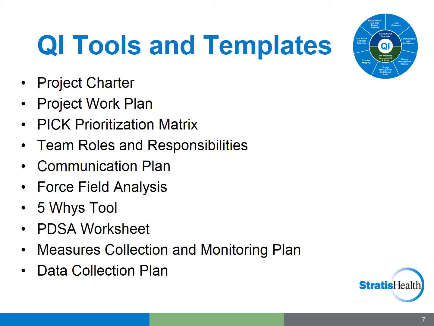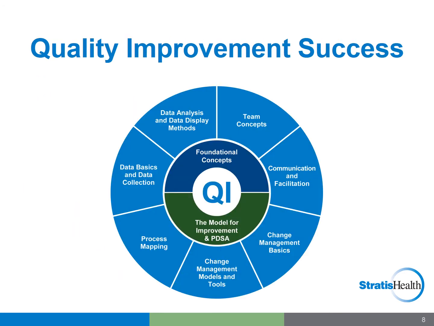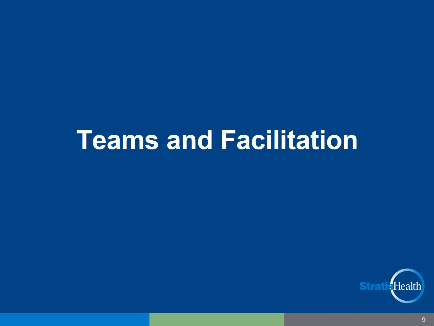Think of all of these forms and templates as your quality improvement toolkit, which you'll add to as you gain experience. As we move to the next chapter of our quality improvement story, keep in mind how the elements of quality improvement, tools and methods, fit and work together, with the model for improvement and the use of the Plan, Do, Study, Act tool being the focal point that enables teams to take action and test out changes. Teams and Facilitation.